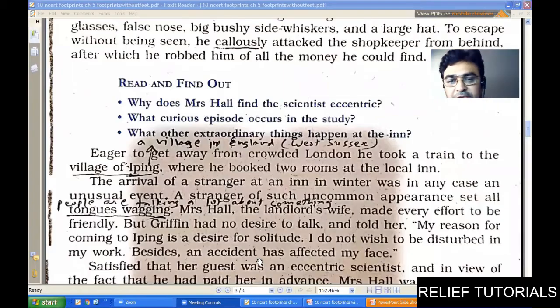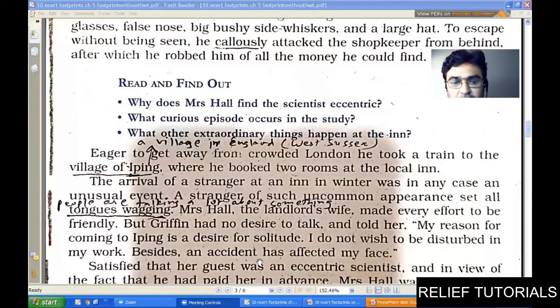Eager to get away from crowded London, he took a train to the village of Iping where he booked 2 rooms at the local inn. The arrival of a stranger at an inn in winter was in any case a very unusual event. So they found it very strange. A stranger of such uncommon appearance set all the tongues wagging. It is an idiom basically. Tongues wagging means people are talking a lot about something, here about the stranger and his arrival.